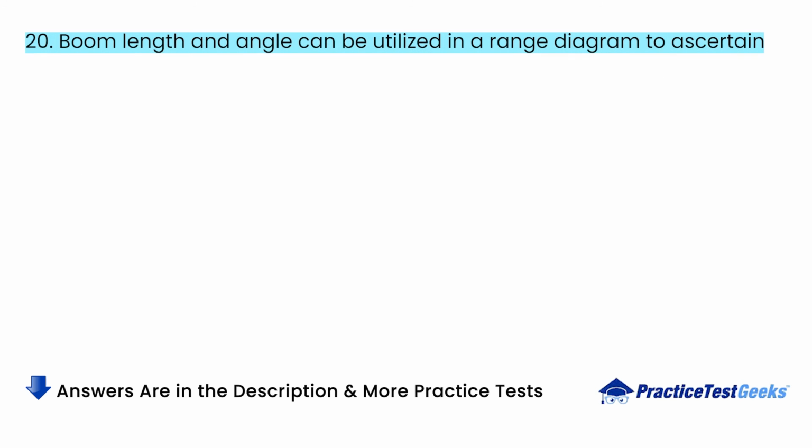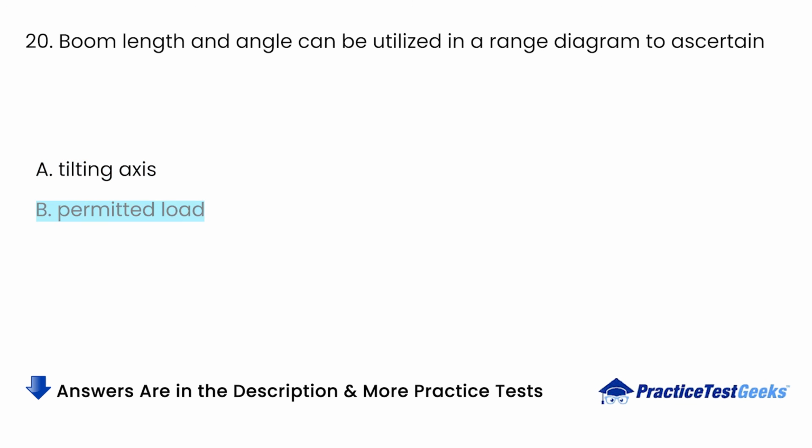Boom length and angle can be utilized in a range diagram to ascertain. A. Tilting axis. B. Permitted load. C. Ground force. D. Load radius.